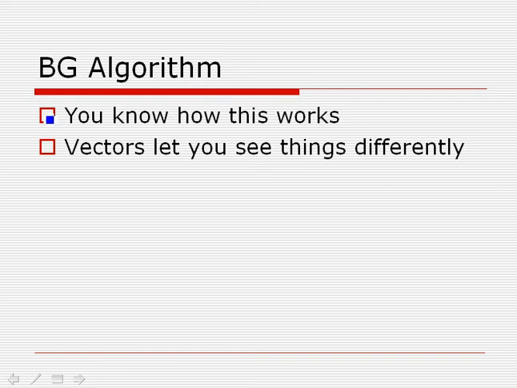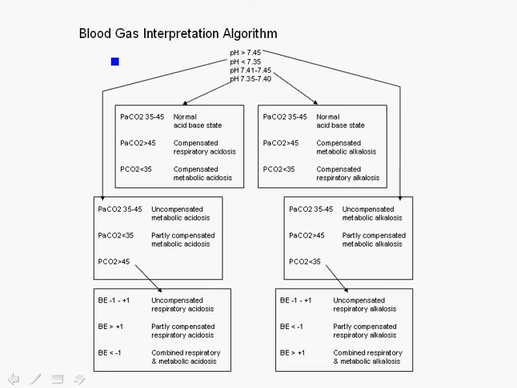Let's start off with blood gas algorithms. To understand how vectors are important, you need to understand the algorithms because you need to understand the classification system. So you need a background and understanding of the classification system. What's different about the vectors is that you're going to see a graphic representation of each of the classifications instead of just this kind of table format as the algorithms show us.